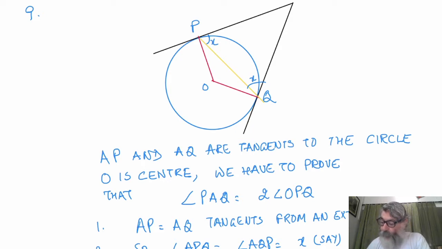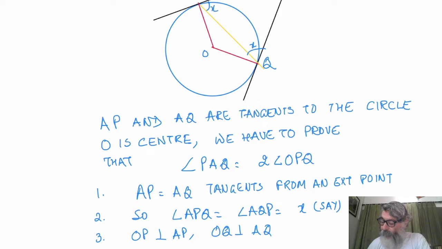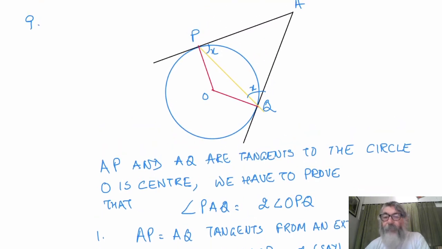Now the third thing is OP is perpendicular to AP, and OQ is perpendicular to AQ. Why? Tangents and radius are perpendicular to each other. This is the property of tangent and radius. Radius is always perpendicular to the tangent. So OP is perpendicular to AP and OQ is perpendicular to AQ.